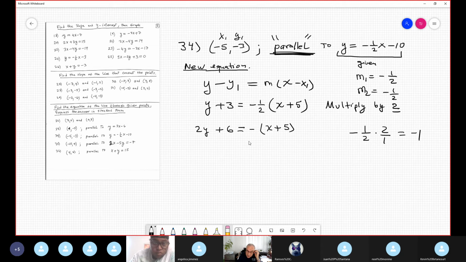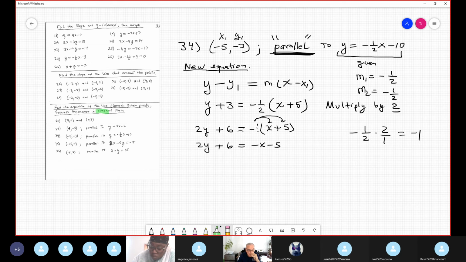Now, ready to apply the distributive property. 2y plus 6 is equal to minus x minus 5, because you consider that this is negative 1 times x, which is negative x, and negative 1 times positive 5 is negative 5. Now, almost ready to express in standard. Remember, standard is the goal.